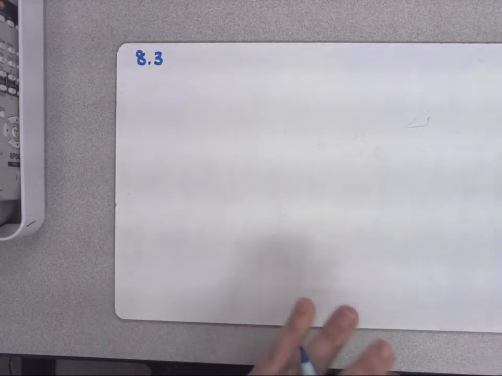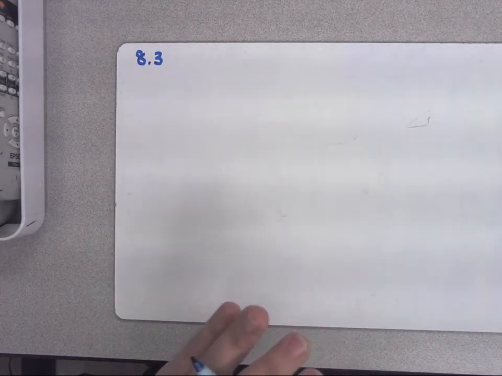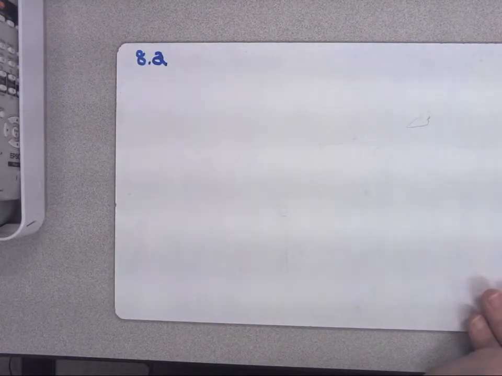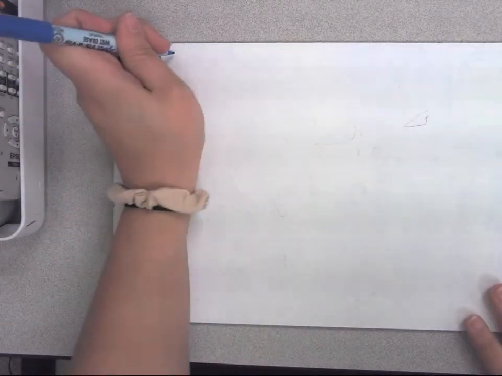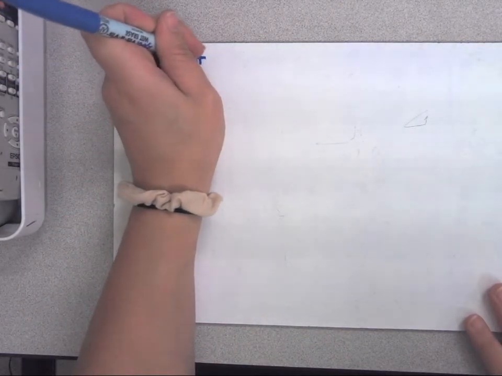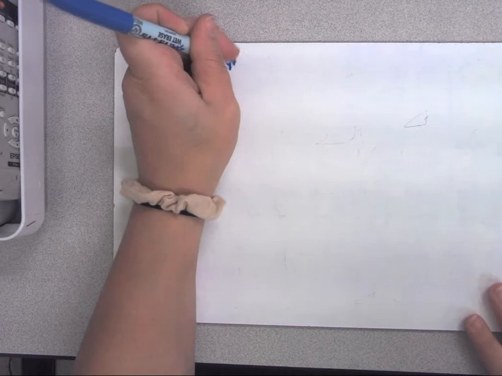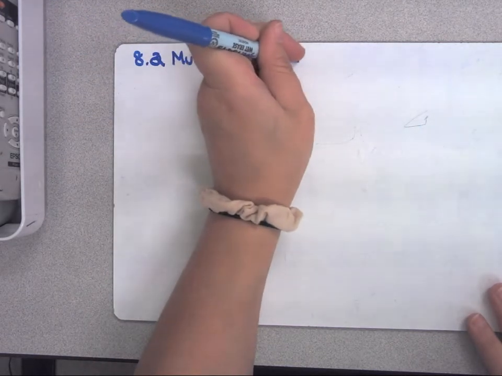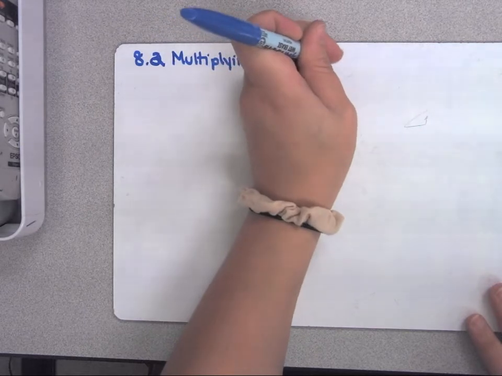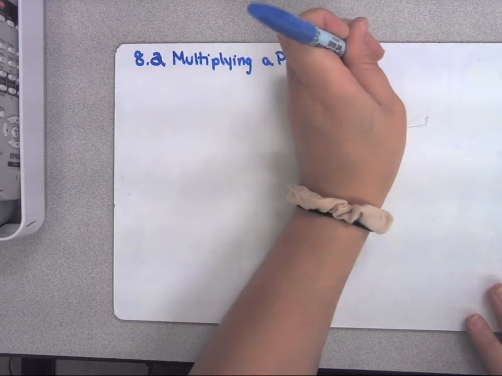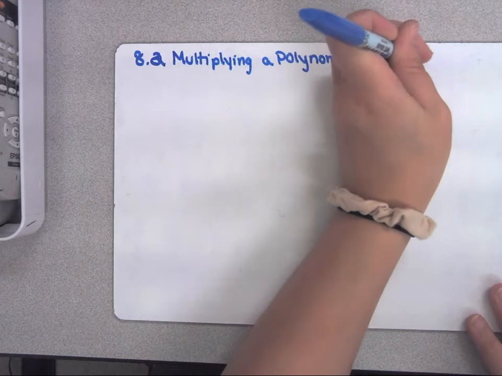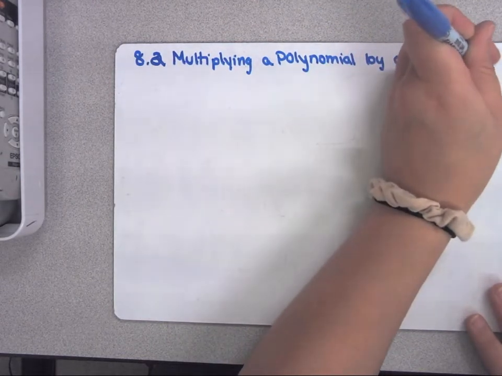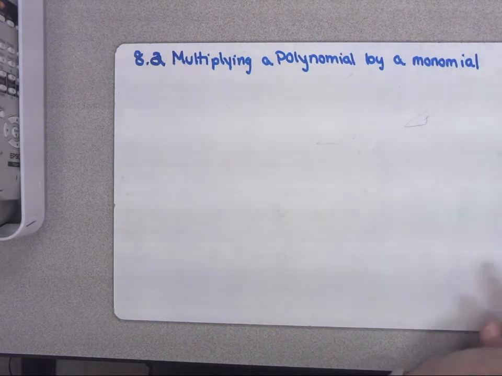Okay, so we're just doing this. 8.2, sorry, we're going to do that first. The title is multiplying a polynomial by a monomial. It's 8.2. I wrote 3 by accident.